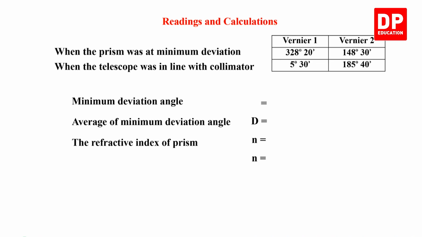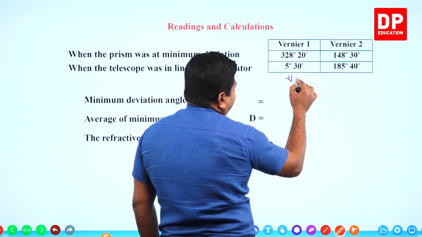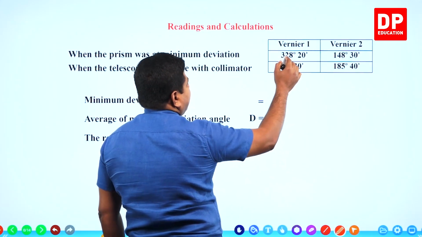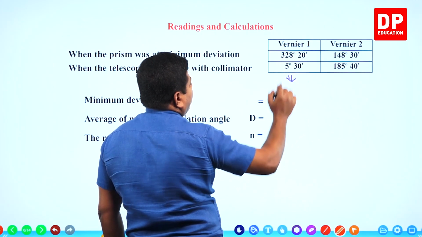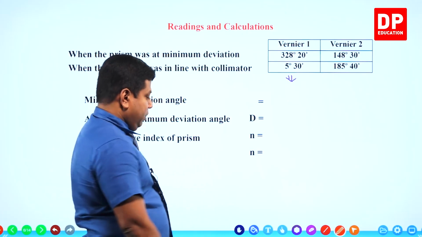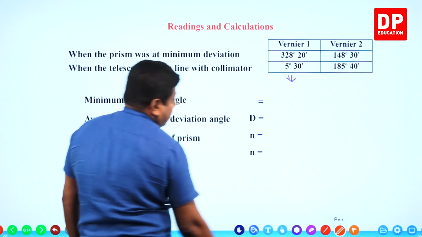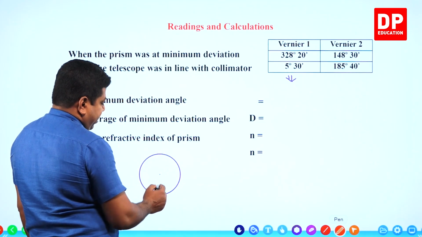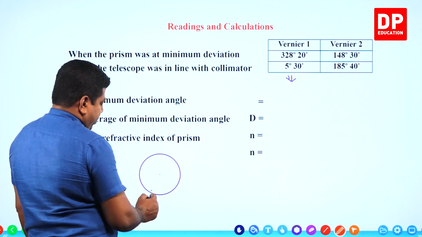Minimum deviation angle. With vernier 1, you can understand from 328 degrees 20 minutes, we have gone to 5 degrees. Obviously, we have gone crossing 0, right? Like this. 328.20 would be somewhere here, right? 270, 328.20.